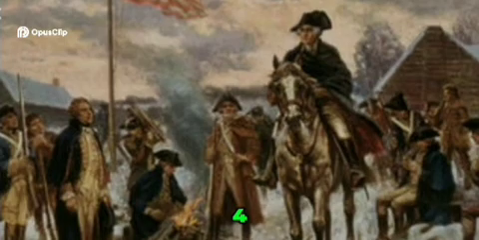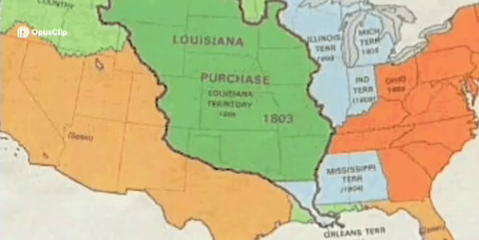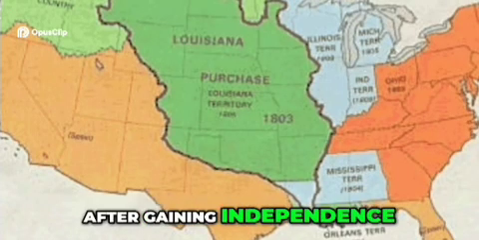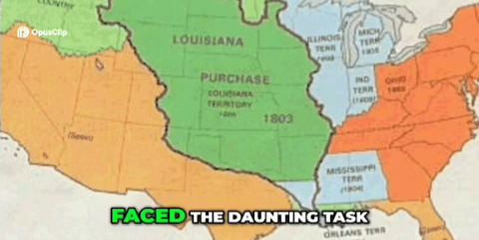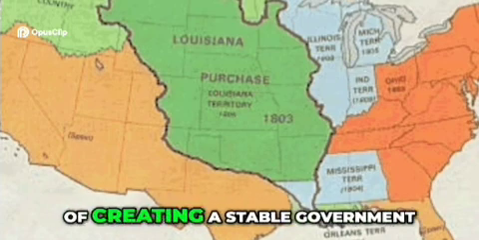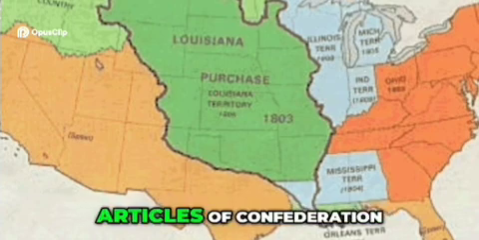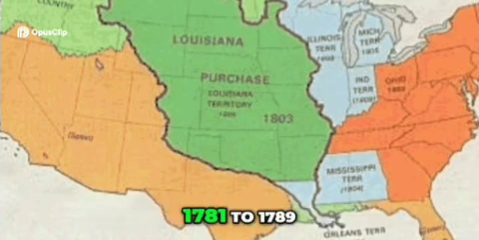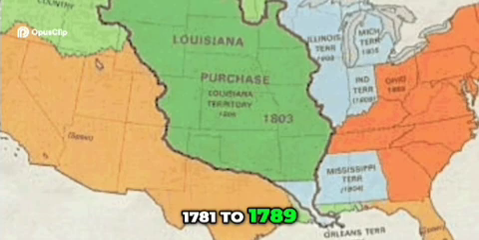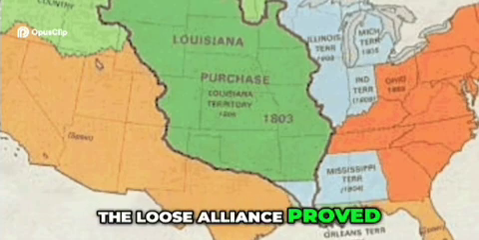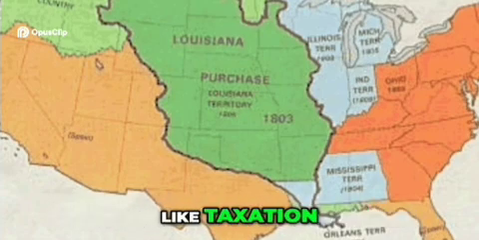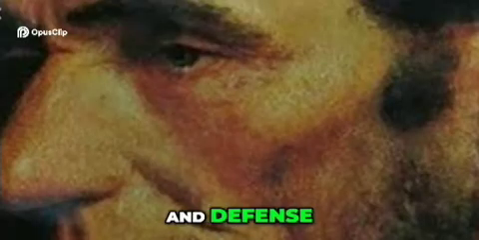4. Building a nation. After gaining independence, the newly formed nation faced the daunting task of creating a stable government. Initially governed under the Articles of Confederation, 1781 to 1789, the loose alliance proved inadequate in addressing issues like taxation, commerce, and defense.